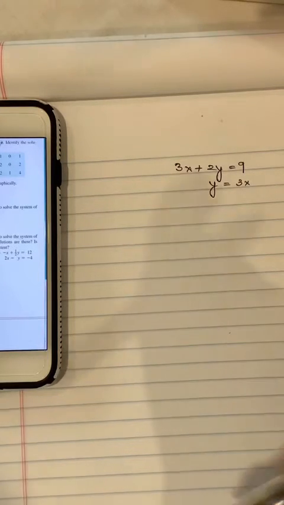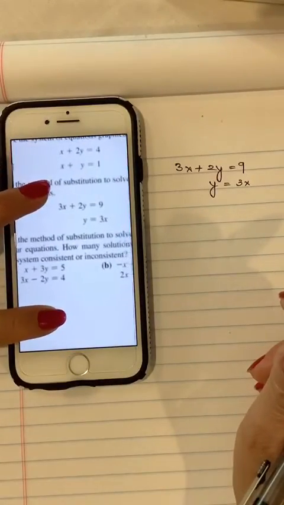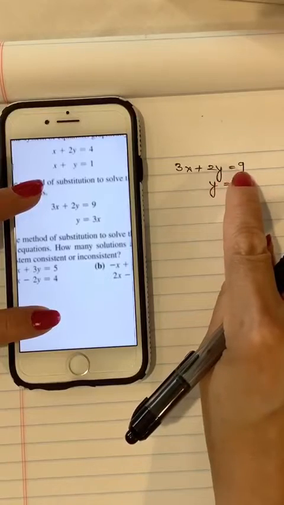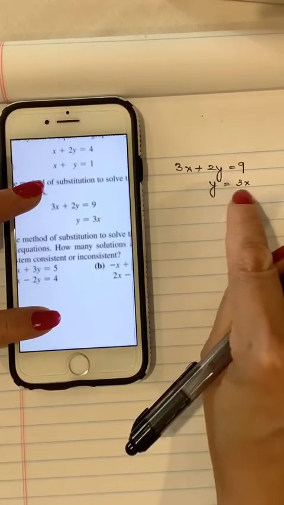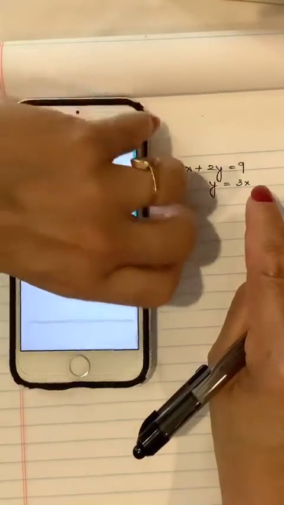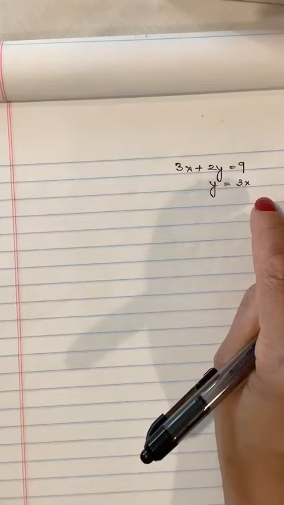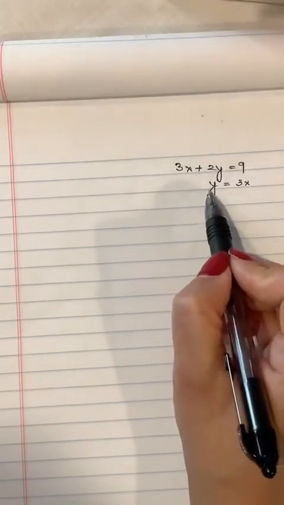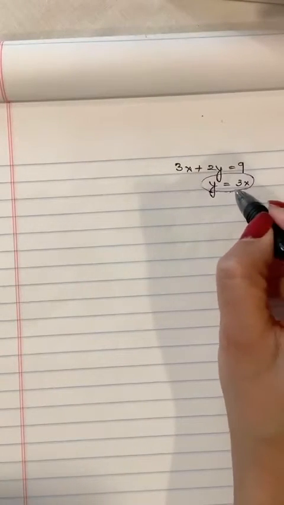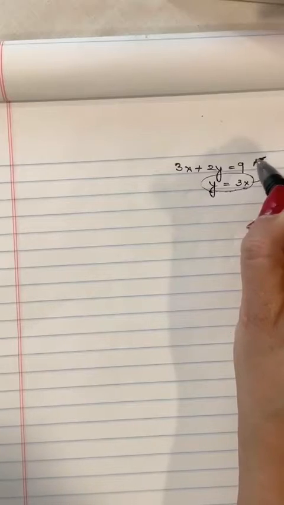So the problem, they have given us the two equations. The two equations are 3x plus 2y equals 9, y equals 3x. We have to use the method of substitution. As the word says, substitution means you're going to replace one with the other. Here you have y equals 3x. Seems easy enough to take this value and plug it into this equation. So wherever you see your y, you're going to replace it with 3x.